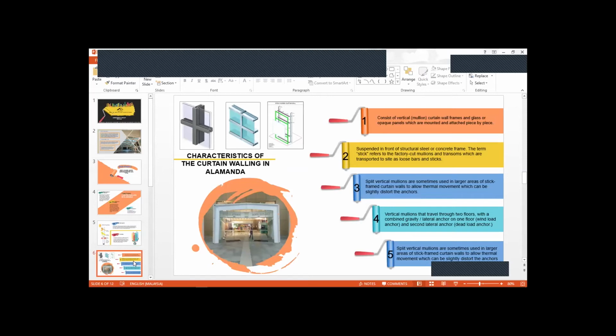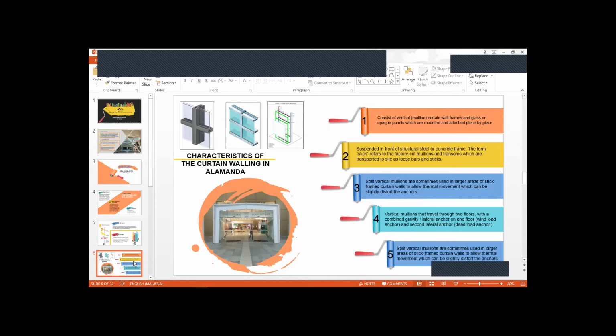So I will present about the characteristics of the curtain wall in Alamanda. The first one consists of vertical mullion curtain wall frames and glass panels which are mounted and attached piece by piece, which means the curtain wall does not come as one system. It comes piece by piece, with more pieces attached to the mullion. And the second one is suspended in front of structural steel or concrete.